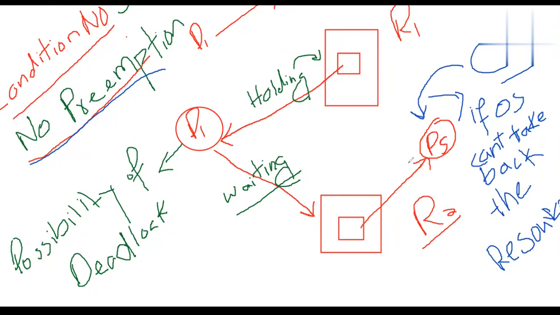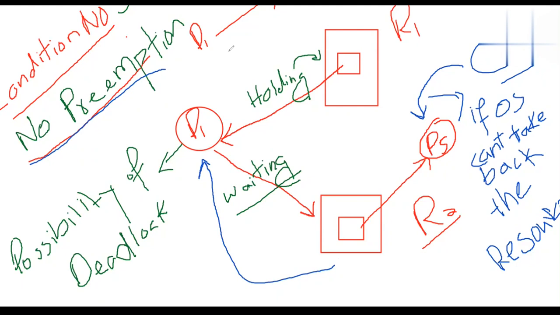It's very easy, but a little tricky. See, dear students, I'm repeating this. P5 is holding R2. P1 is waiting for R2, okay? But where the operating system doesn't have the capability to take back the resources from P5 and allocate them to P1, this is called no preemption. And no preemption can also create the possibility of deadlock.